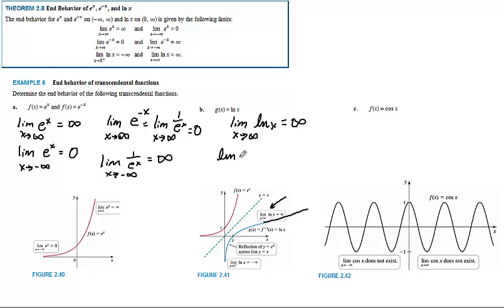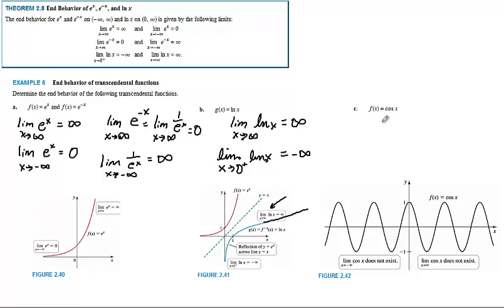So I can just do the limit. Its end behavior would just be as x goes to 0 from the right, because it doesn't exist over there to the left, of the natural log of x. And this would be, as it gets closer and closer to 0 from the right, this thing is going to negative infinity.